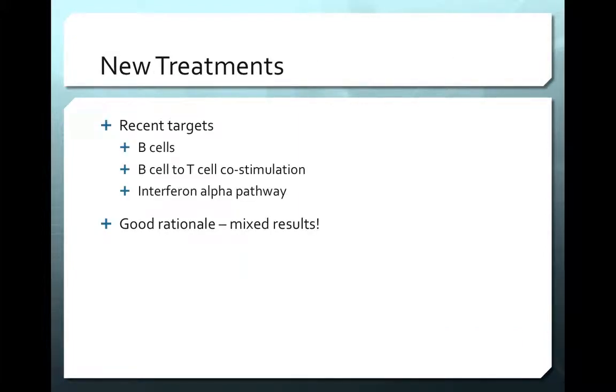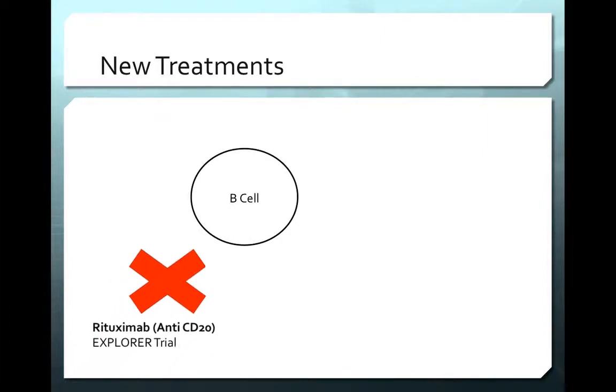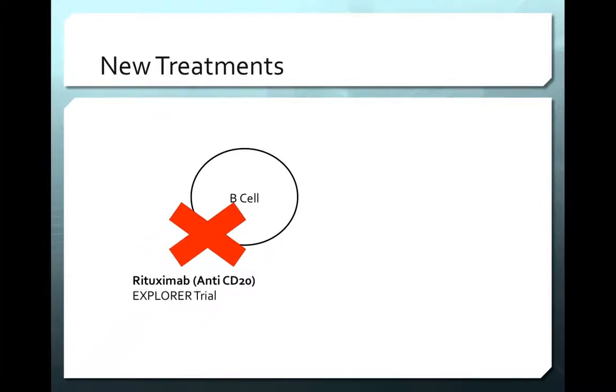The focus now is on some new treatments, and the recent targets include looking at B cells, B cell to T cell co-stimulation, and also the interferon alpha pathway. There's quite a good rationale for them, but the results have been mixed, unfortunately. So if we start with the B cell, a lot of research has gone into rituximab.